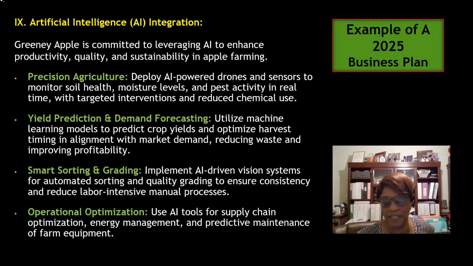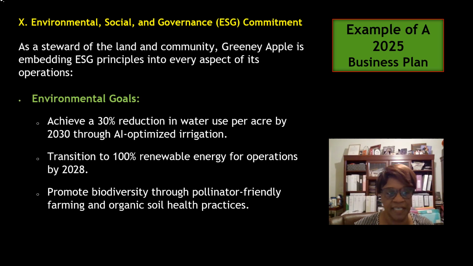And section 9, artificial intelligence integration. There's that word again that you're going to be hearing a lot about, and you need to be using it also in your business plan in 2025. Green Apple is committed to leveraging AI to enhance productivity, quality, and sustainability in apple farming. And as you can see, sections that are identified are precision agriculture, yield predictions and demand forecasting, smart sorting and grading, and operational optimization.